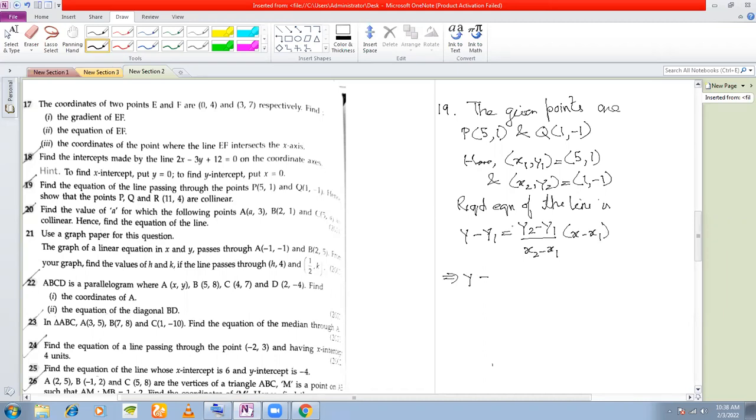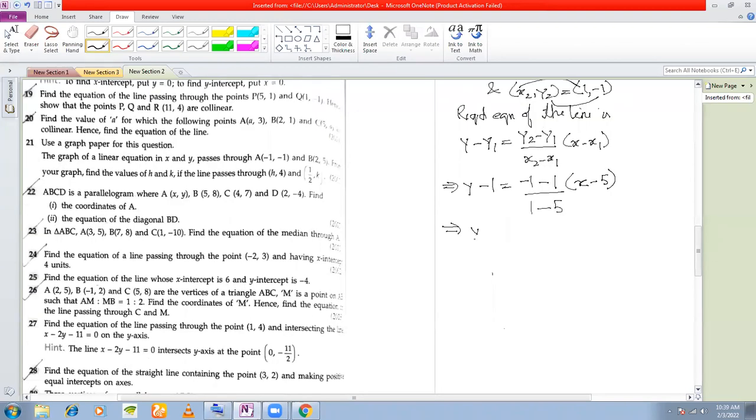So you have y minus y1, here it is 1, is equal to y2, here it is minus 1, minus y1, here it is 1, divided by x2, here it is 1, minus x1, here it is 5, and x minus x1, x1 is 5. Now you simplify this to get your required equation of the line. So you get minus 2 by minus 4 into (x minus 5).